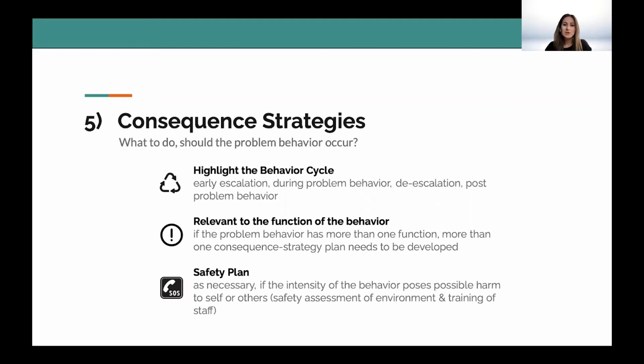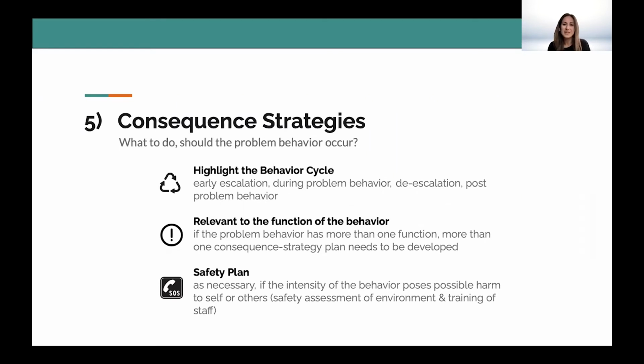Component number 5, consequence strategy. So should the problem behavior occur, what are we going to do? And so there is a specific section of the behavior intervention plan that highlights the behavior cycle. And so what happens from the precursor behavior to the de-escalation and the post-problem behavior, what does that look like? And also, what should the staff response be for each of those stages?